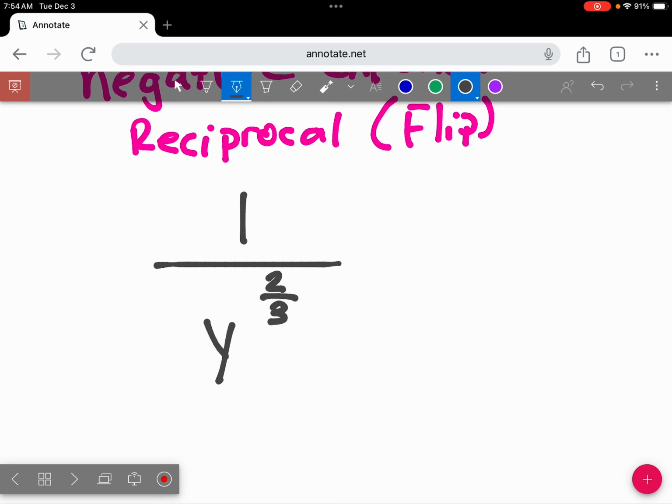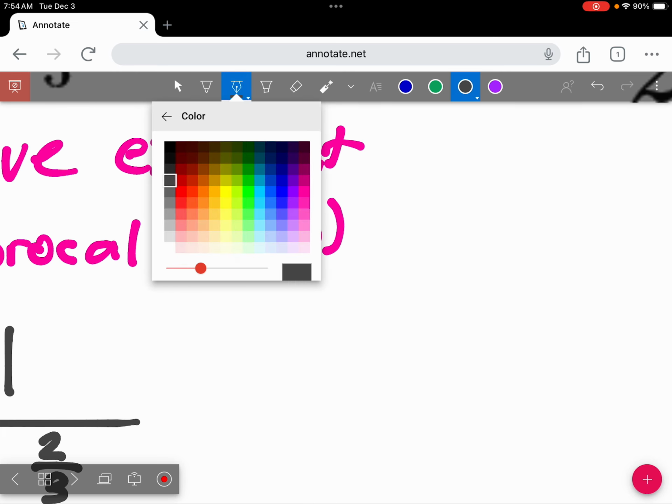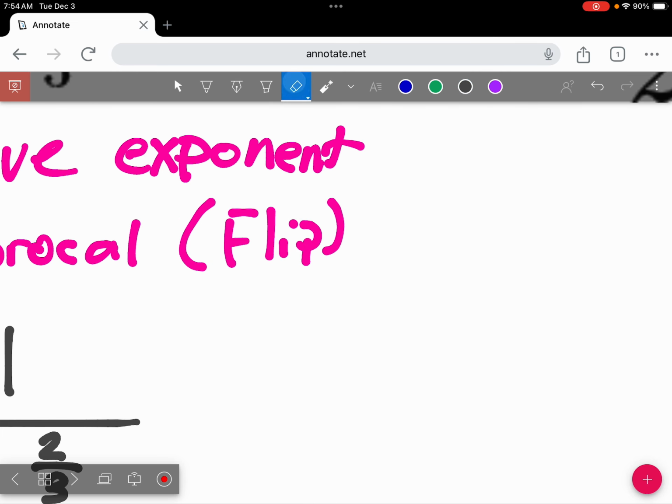If we want to put it into our radical form, we could then do that. It would be the cube root of y squared. We could do all those things. I will rewrite the P so that it actually looks like the little letter P. There we go. A little better.